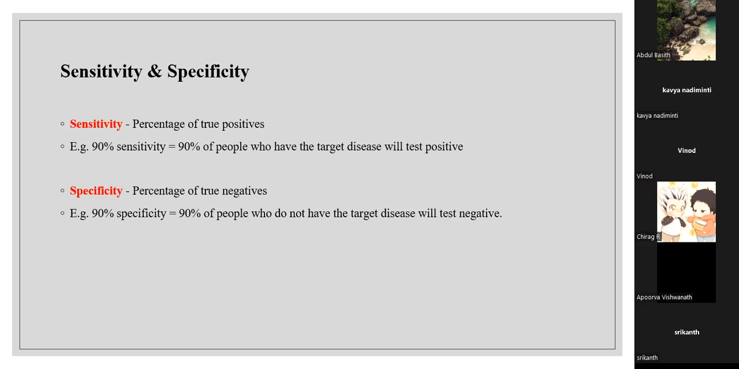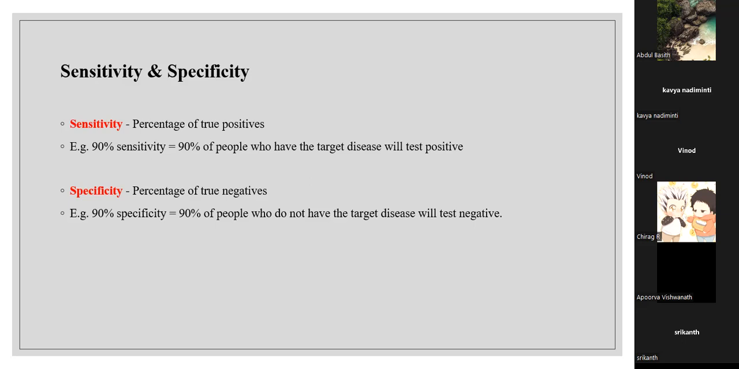And sensitivity and specificity. Sensitivity is the percentage of true positives. Like 90% sensitivity means 90% of the people who have the target disease will test positive. And specificity is the percentage of true negatives. Like 90% specificity means 90% of the people who don't have the target disease will test negative.